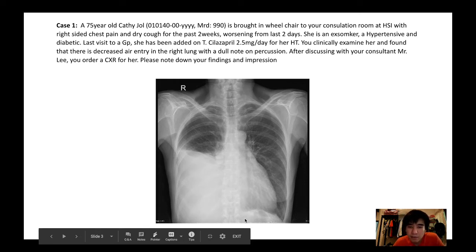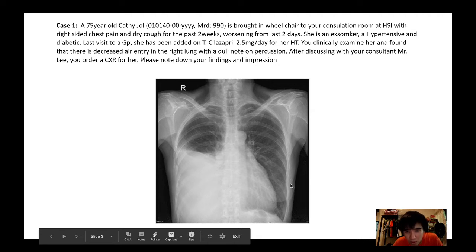D stands for diaphragm. I can see the left costophrenic angle. The diaphragm doesn't look particularly smooth. There seems to be some fibrosis over here. However, it could be normal given her age. I can't see the right hemidiaphragm at all. And E is everything else. Let's look at the bones. No bone abnormalities, no foreign bodies.